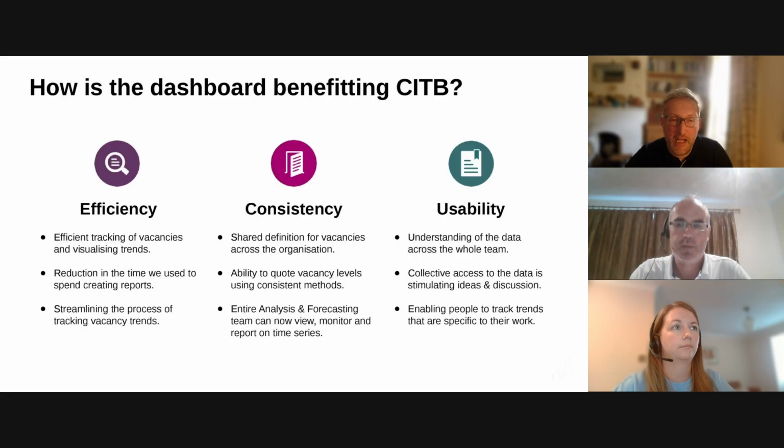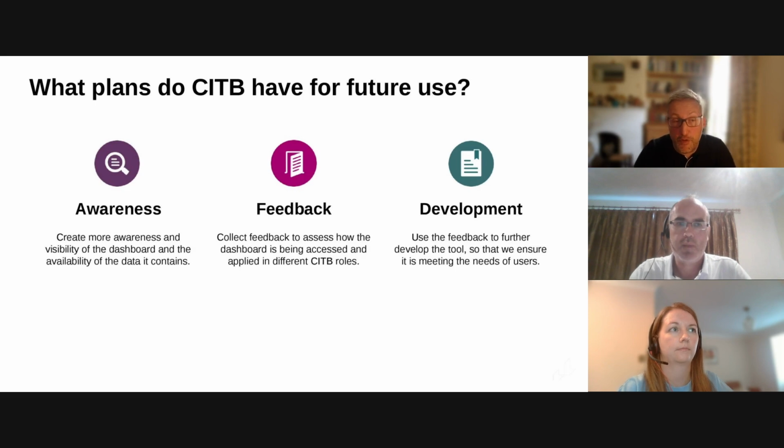It's really interesting to hear how it's been received since the initial conversations that we had when we were specifying what was required and what the potential use case would be. Adam, just one for you really. I'm really interested to know what plans CITB have for future use in regards to the dashboard.